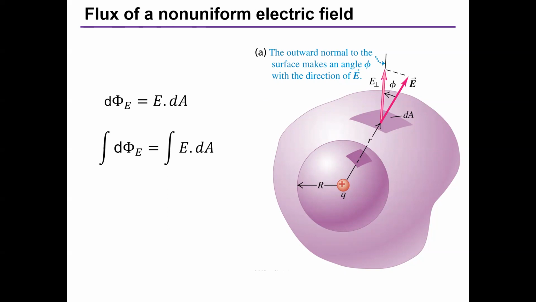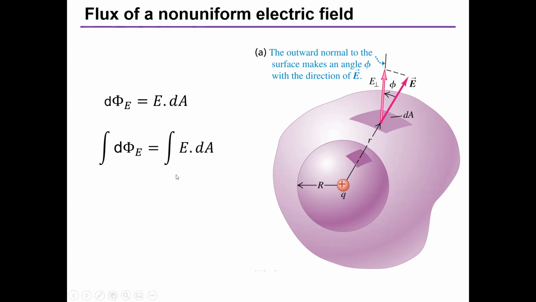For example, right here, this is a small surface area dA, and a small flux passing through this surface is equal to E dot dA, right? Similarly, you can calculate electric flux for these small areas and add them up. That is the calculus, right? Integration. Integrating gives the total flux passing through this surface in which the electric field is not uniform, right?